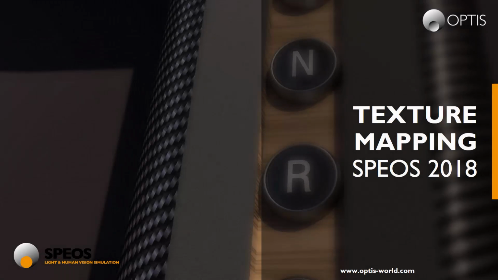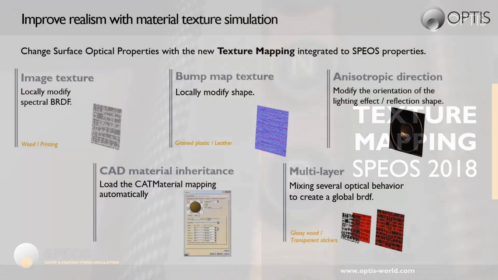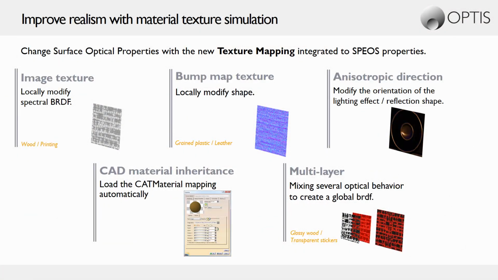This video highlights the new Speos feature for texture application in Speos for CATIA. In visual ergonomics studies, a physics-based texture enhances the feeling of immersion thanks to the improvement of realism. With the texture mapping, you can create a texture from any image, bump, or specific surface optical properties, like an isotropic material. Thanks to the integration into CATIA, the Speos texture mapping can inherit its mapping from a CAD material.